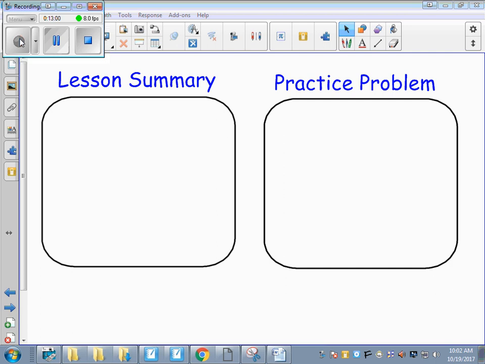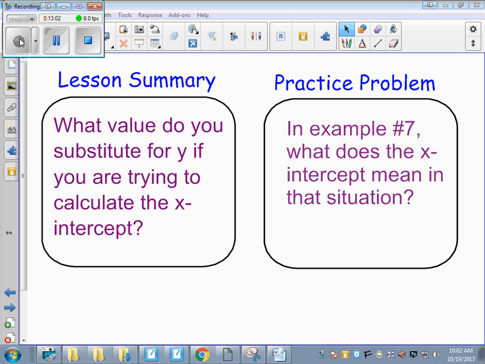Okay, sorry about that. So I need you to figure out what value do you substitute for y if you're trying to calculate the x-intercept. And in example 7, the last problem we did, the word problem about the pool, what does the x-intercept mean in that situation? So we described the y-intercept. I'd like you to describe the x-intercept. Good luck.